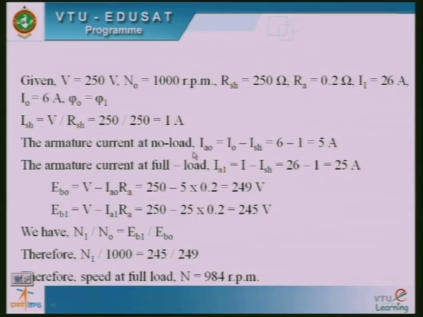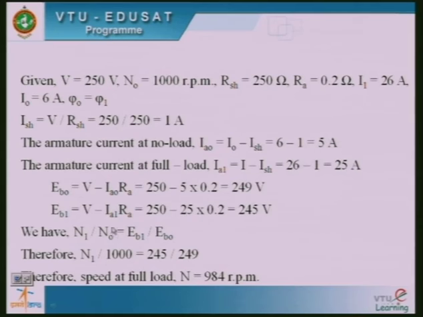The armature current at no load is IA naught is equal to I naught minus ISH. This is 6 minus 1, equal to 5 ampere. Now, in the second case, you have to calculate the armature current under full load condition. IA1 is equal to the full load line current drawn by the source, 26, minus ISH. ISH is the same in both cases because air gap flux is the same. So, it is 26 minus 1, equal to 25 ampere. In the first case IA naught is 5 ampere under no load, and under full load the armature current is 25 ampere.